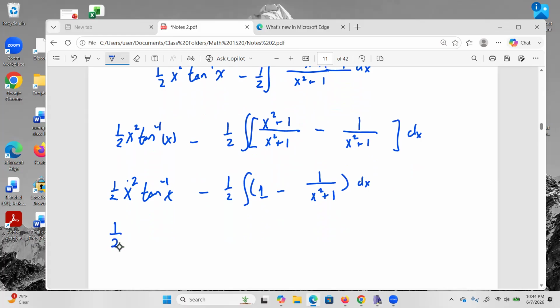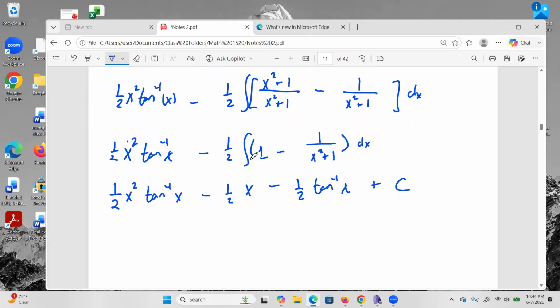So here we have 1 half x squared tangent inverse of x minus 1 half. And now we have to integrate 1. That's a physics integral. We could do that one. Minus. And now we have to integrate 1 over x squared plus 1. Knowing our integration facts, that is going to be 1 half from this 1 half out here, inverse tangent of x. Don't forget your plus c, and that's what we have here.